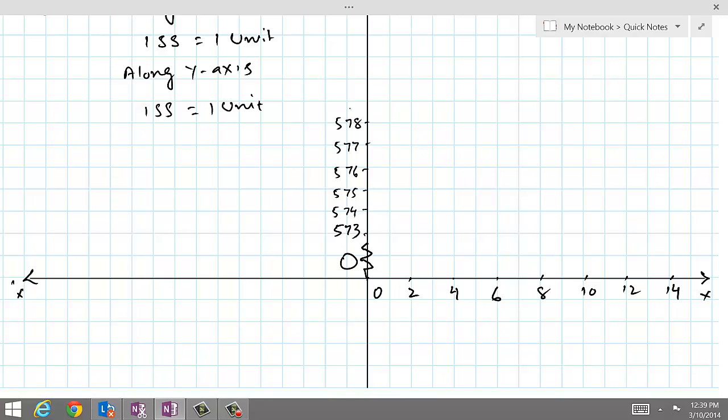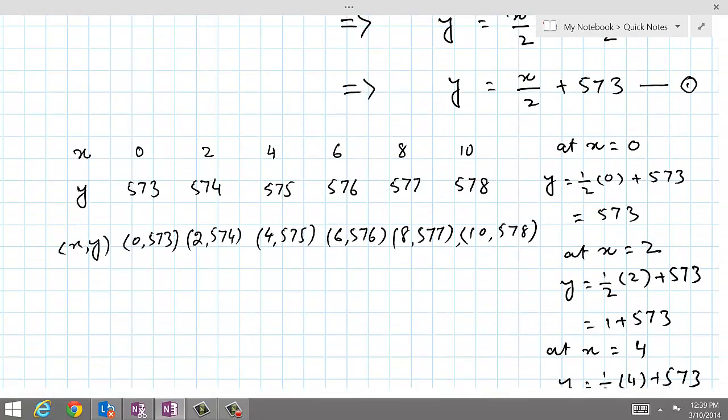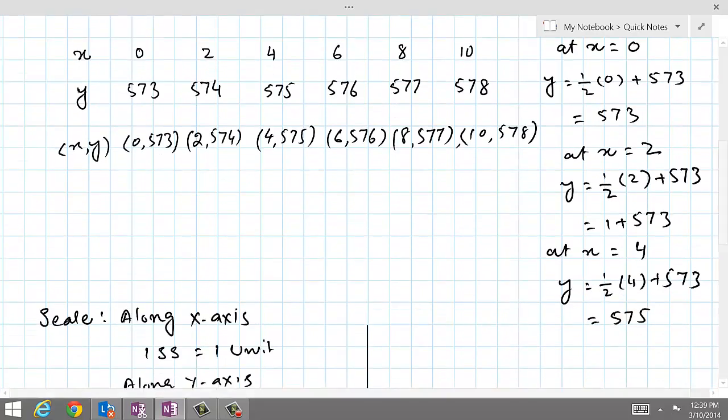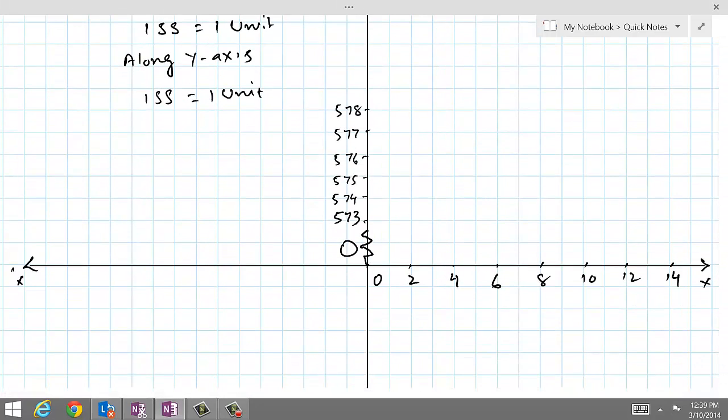The ordered pair we have is 0, 573. So for 0, this is 573, the point will be right here. And for 2, it's 574, so next point will be right here. And for 4, it's 575, so for 4 the point will be here.